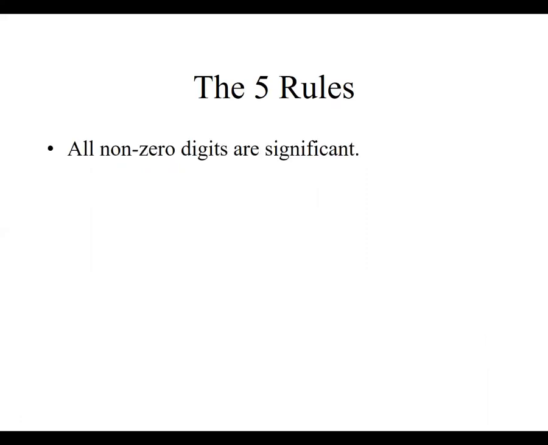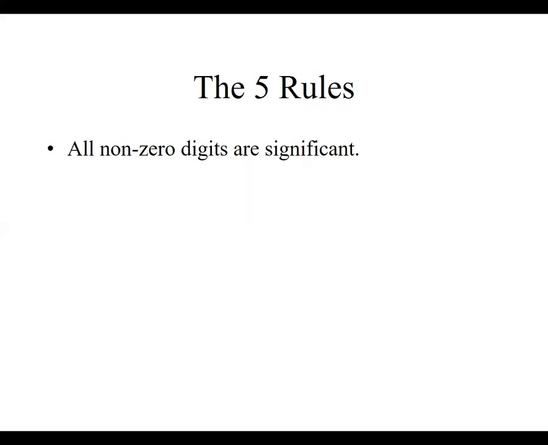The first rule is very simple. It says all non-zero digits are significant. So all you have to do, if the number does not have any zeros, is just count the number of digits in the measurement. Because if they're all non-zero and the person reported it correctly, then every one of those non-zero digits is significant. So just count the digits, and that's the number of significant figures.